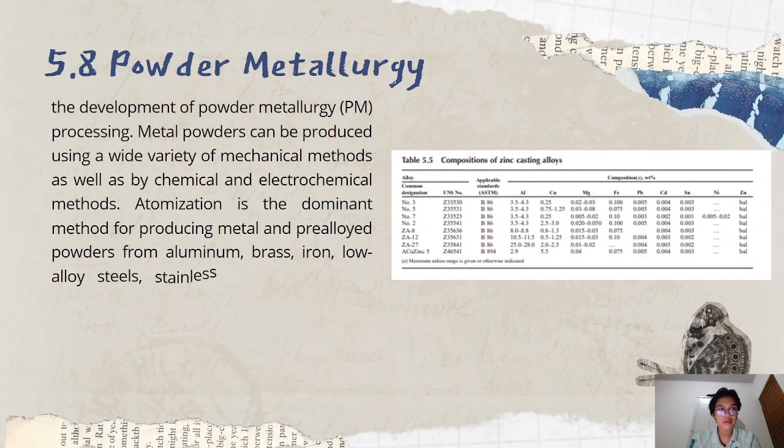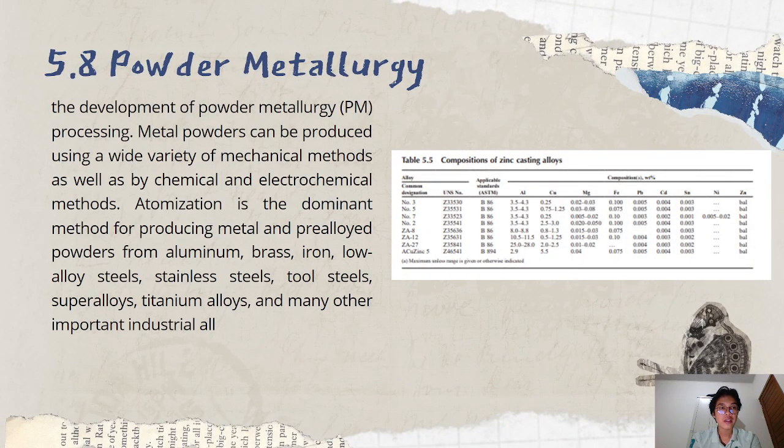In 5.8, powder metallurgy. In the development of powder metallurgy, or PM processing, metal powders can be produced using a wide variety of mechanical methods as well as chemical and electrochemical methods. Atomization is the dominant method for producing metal and alloy powder from aluminum, brass, iron, low alloy steel, stainless steel, tool steel, superalloys, titanium alloys, and many other important industrial alloys. You can see table 5.5, the composition of zinc casting alloy.